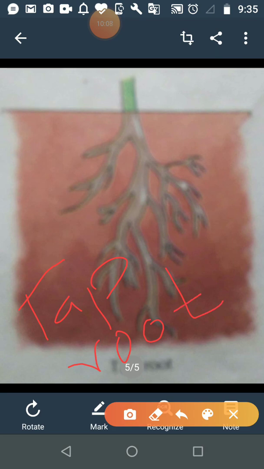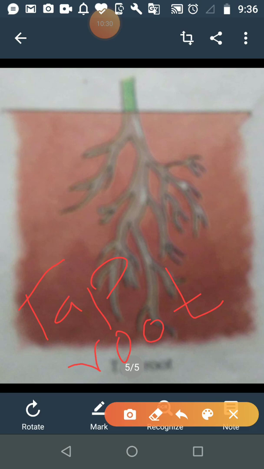This is the picture of a tap root. In the picture, observe the picture, students. See, the roots are connected to the stem. The roots are connected to the stem. So now try to understand what is a tap root.